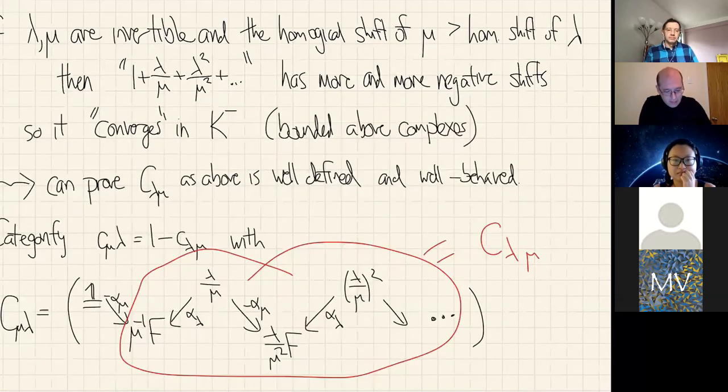So basically we use the fact that C mu lambda is actually one minus C lambda mu, and to motivate this construction we just take a cone of an extra map. Now you can see this is built out of copies of alpha mu. And so it should kill the mu eigenspace and so forth. It should satisfy everything you want.